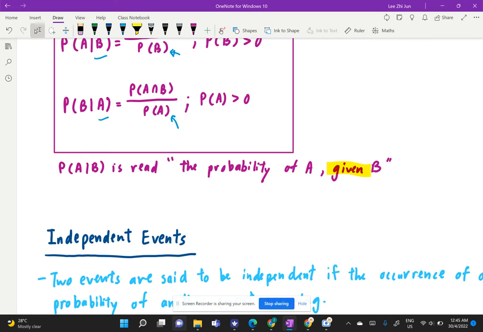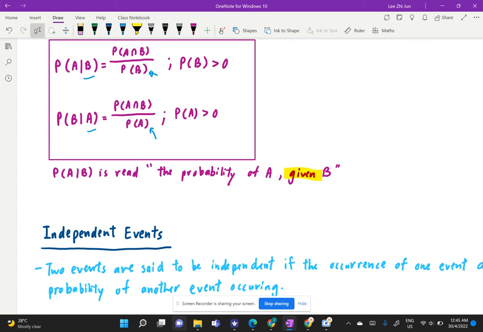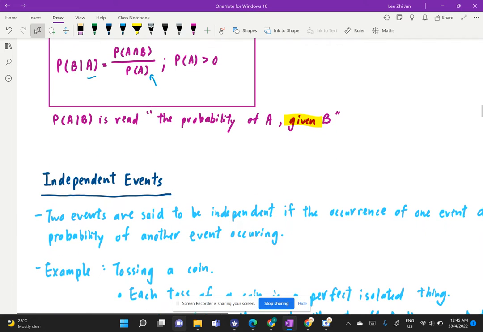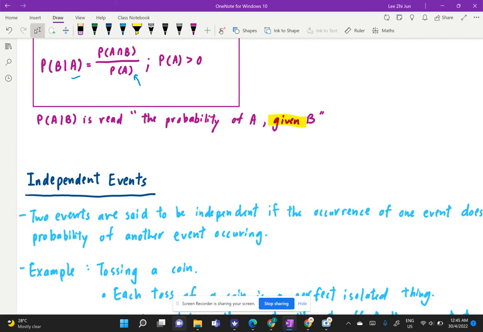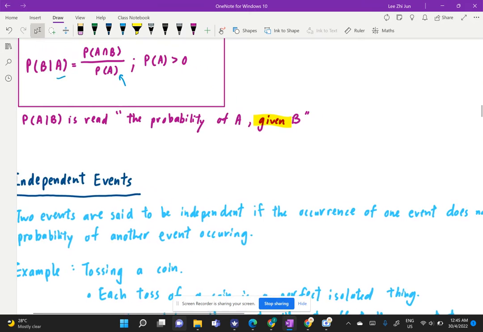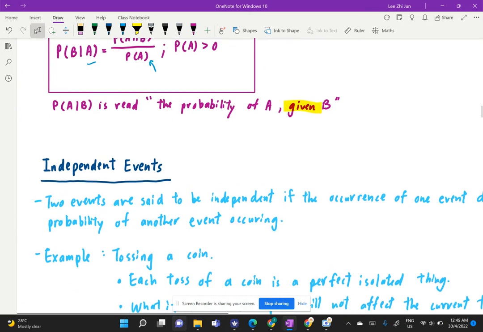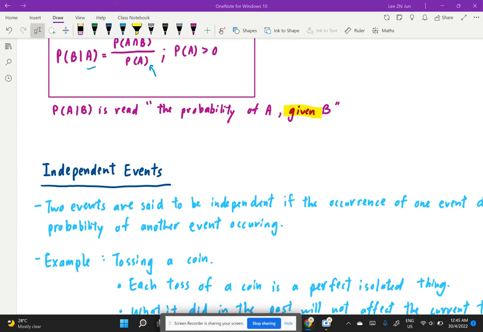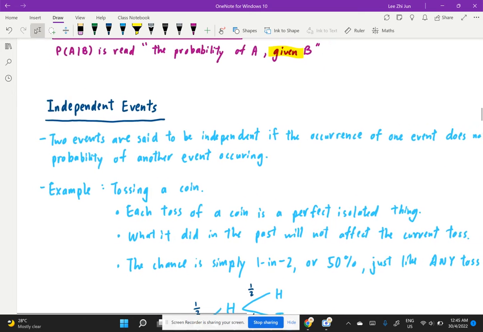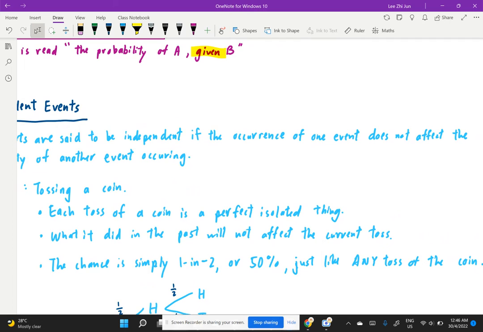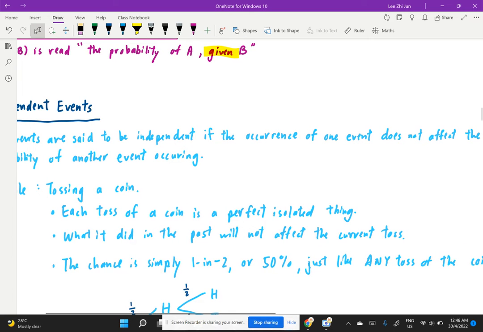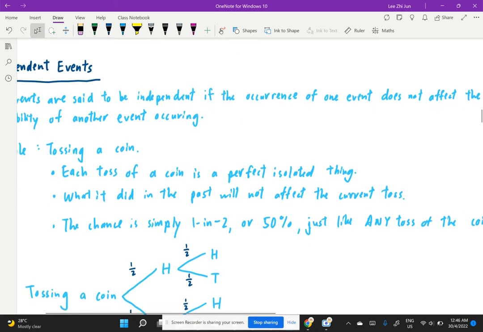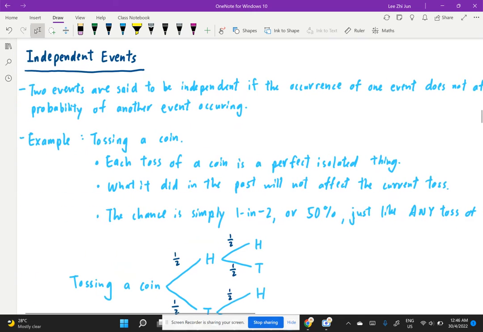After the dependent events, let us see the independent events. Two events are said to be independent if the occurrence of one event does not affect the probability of another event occurring. Example, tossing a coin. Because each toss of a coin is a perfectly isolated thing. What happened in the past will not affect the current toss. The chance is simply 1 in 2 or 50%, just like any toss of the coin.